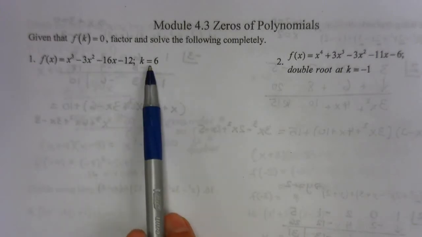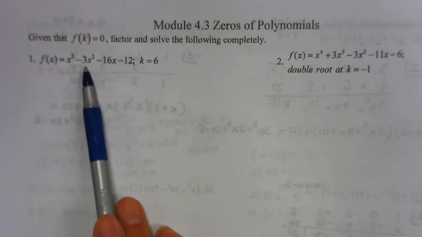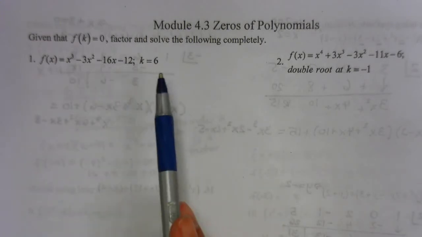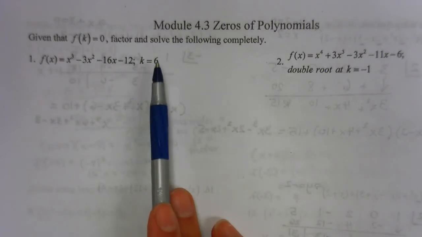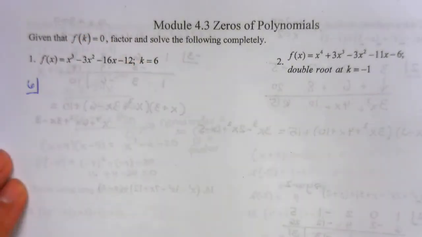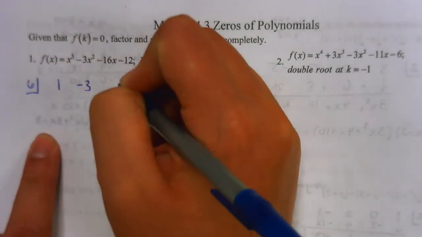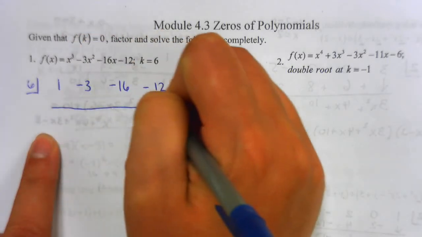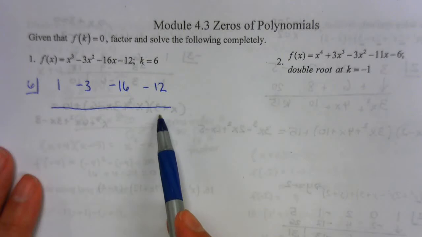Another way that you have seen this before in the last section, it would have been x cubed minus 3x squared minus 16x minus 12 being divided by x minus 6. So we've already solved that linear factor, and this 6 is going to go in our box for the synthetic division. So we have 6. We're going to take our coefficients again: a 1, a negative 3, a negative 16, a negative 12, and we're going to do synthetic division. Because this is already a factor, my remainder should be 0.